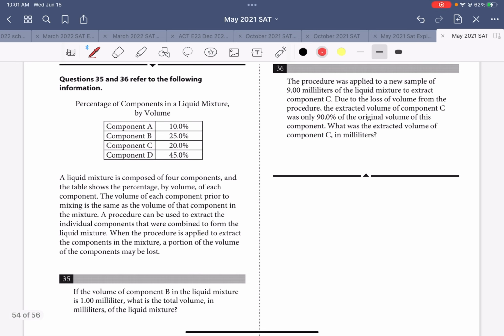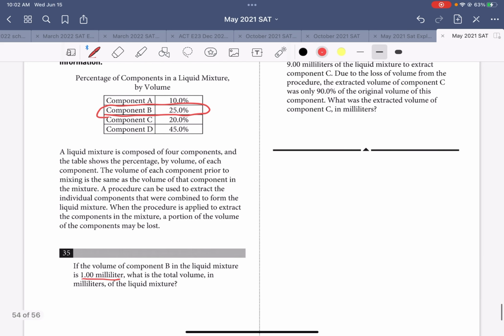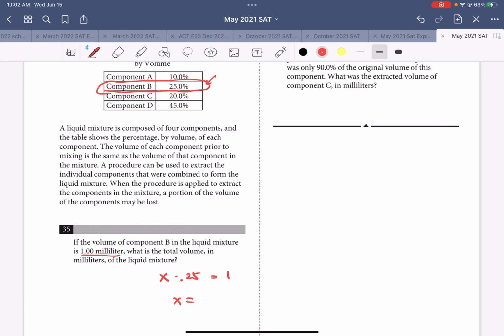If the volume of component B, so we're talking about right here, in the liquid mixture is 1 milliliter, what is the total volume of the liquid mixture? So component B is 25% of the entire mixture. So you can say the entire mixture, that's what you're looking for, the total volume, times 0.25, 25% of that, is 1. So X is 1 over 0.25, so that is 4. So 4 milliliters is the total volume of the liquid mixture.